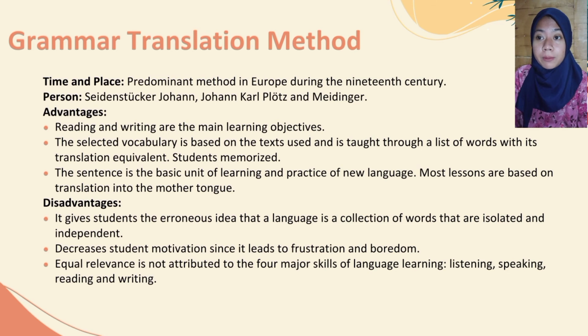Time and place: it was the predominant method in Europe during the 19th century. The people behind this method are Seidenstücker and his friends Johann Plötz and Meidinger. Advantages of GTM: reading and writing are the main learning objectives. Second, the selected vocabulary is based on the text used and is taught through a list of words with their translation equivalents. Students memorize. The last one is the sentence is the basic unit of learning and practice of new language. Most lessons are based on translation into the mother tongue.